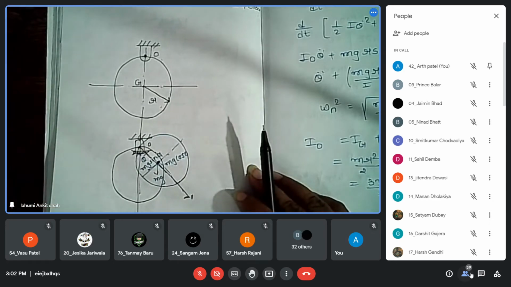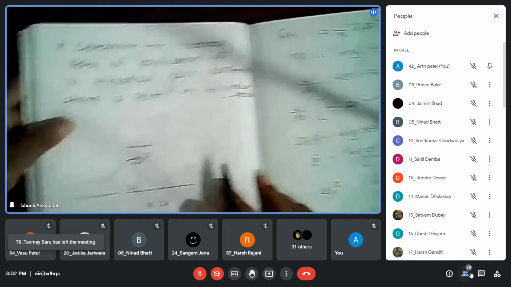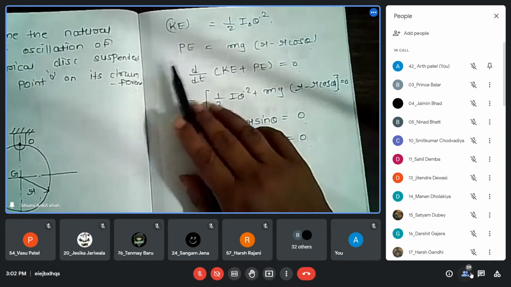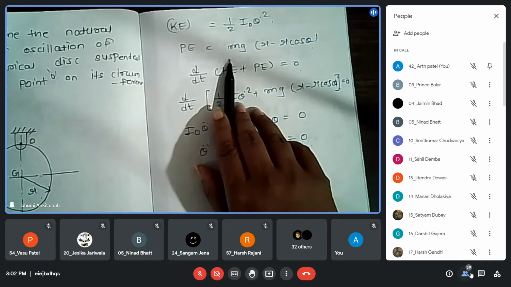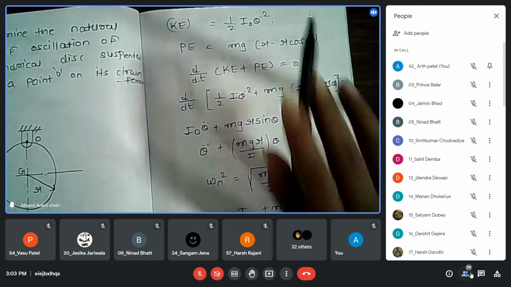So what is that? जैसे हम pendulum में करते थे, वही हम यहाँ पे लिखेंगे. What is our kinetic energy? It is 1/2 I0 theta dot square. What is potential energy? When you are writing for pendulum, you are writing mg into L minus L cos theta.